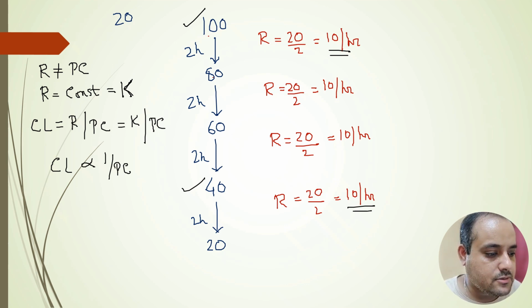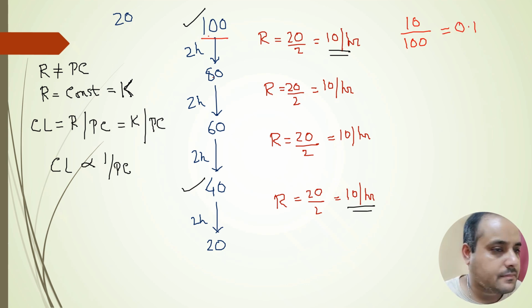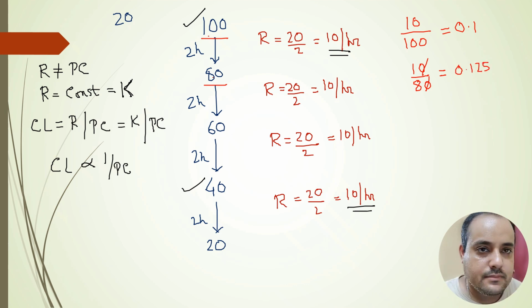So let us see here also. Now what is the clearance in this case? The rate of elimination in every case is the same. So this was the plasma concentration of the drug, it is 0.1. In this case, this is the plasma concentration of the drug, 80. So the clearance is 1 by 8, which is 0.125. Now in this case, this is the plasma concentration.